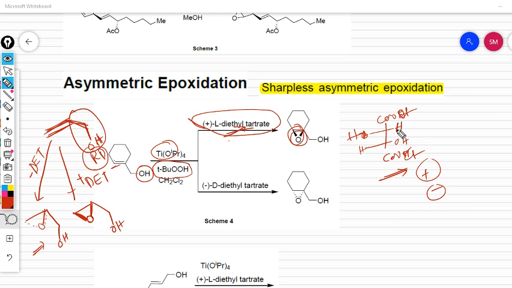So it is going to facilitate the epoxide oxygen delivery of the tertiary butyl hydrogen peroxide. So these three, diethyl tartarate, titanium tetraisopropoxide and tertiary butyl hydrogen peroxide, together are going to form a transition state. Okay, this transition state is going to direct the stereochemistry.